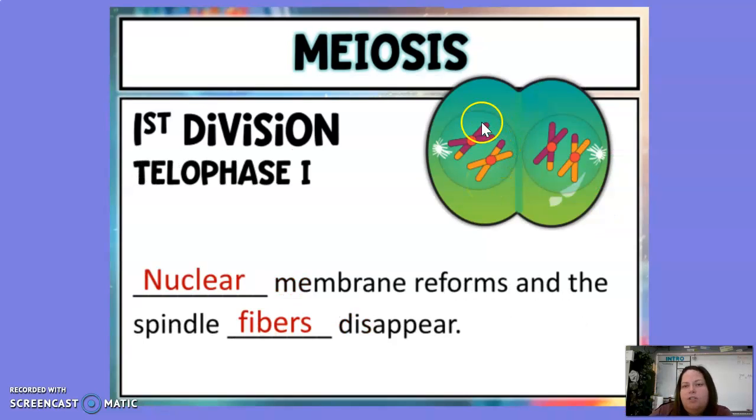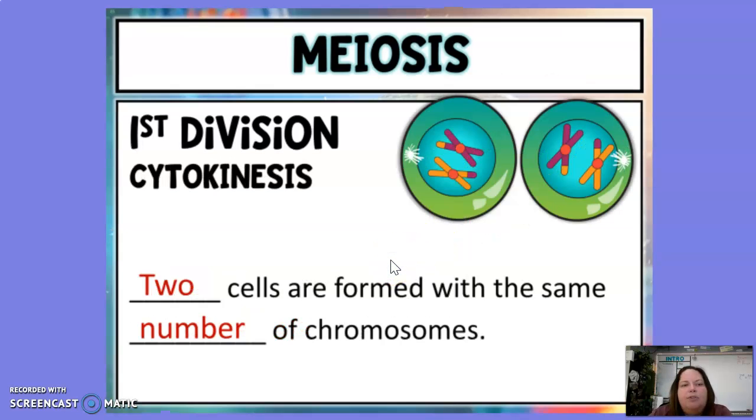Telophase 1, you should start to see 2 nuclei forming, okay, because that nuclear membrane is coming back and those spindle fibers are disappearing. Then we go through our first cytokinesis. Remember, cyto means cell, kine means to cut, so this is cutting the cell into 2, okay? So we do have 2 cells at this point, but we have the wrong number of chromosomes, so we need to keep going, okay?